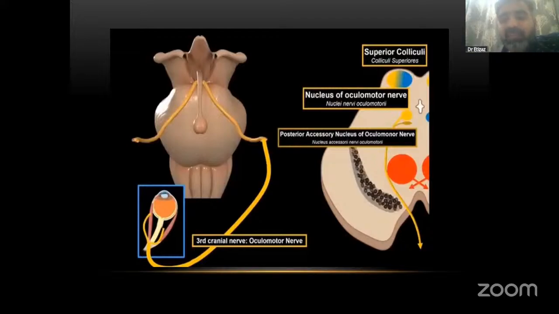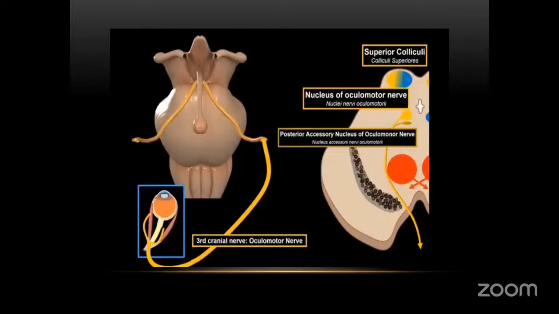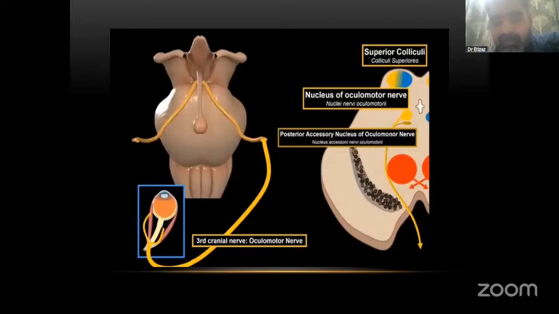There is a small one just posterior, behind the main nucleus. So this oculomotor nerve is the third nerve. What is the importance of the oculomotor nerve? Controlling the extraocular muscles. Extraocular muscles, not the ocular pathway, Dr. Mustafa. Yes, you're right. It innervates the extraocular muscles.